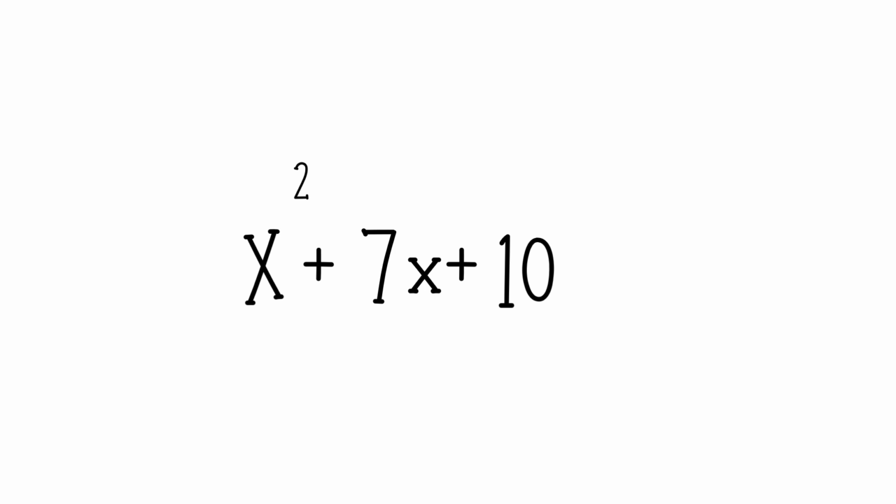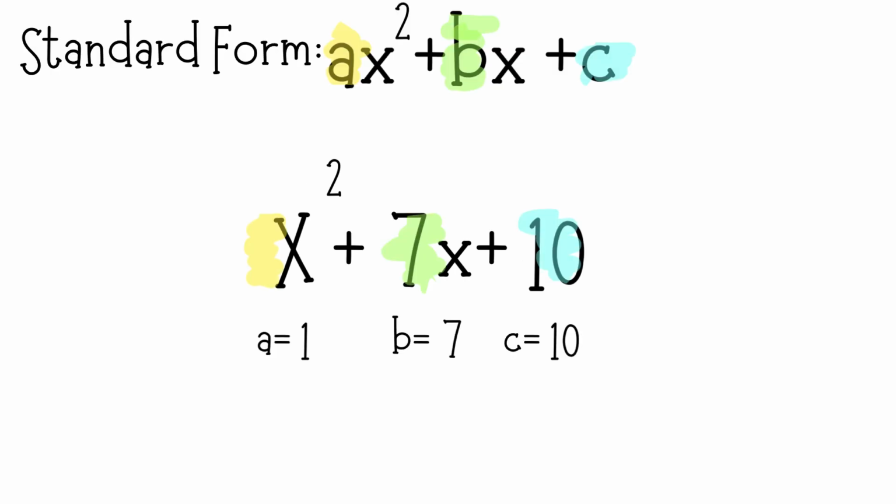If you found our a to be 1, you are right. It is 1 because there's no number in front of x squared. So if there's no number in front of x squared, it would always be 1. b is 7 and c is 10.